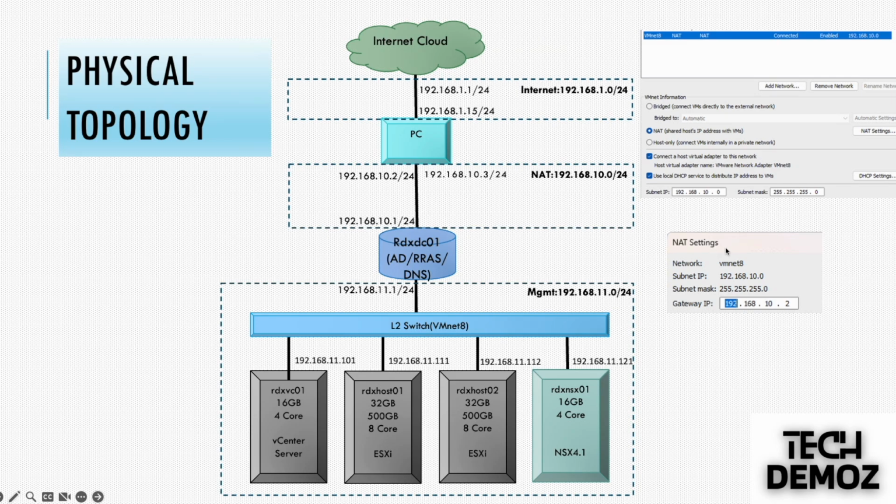So we have assigned the VMware network, and the local area network, that LAN, contains the IP 10.3. Under this one we can see there's a management segment, 192.168.11.0, that contains the entire management LAN or management IPs. I have assigned IPs like what I have shown here: 11.100, 101, 111, 112 and 121. These I am going to deploy later on. So this is the physical topology.